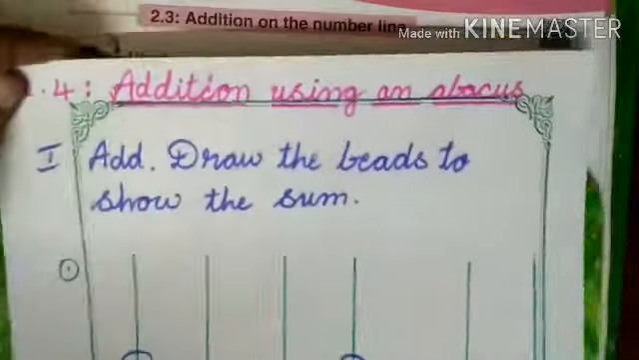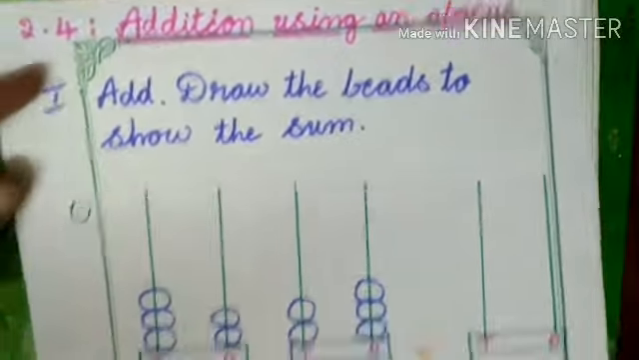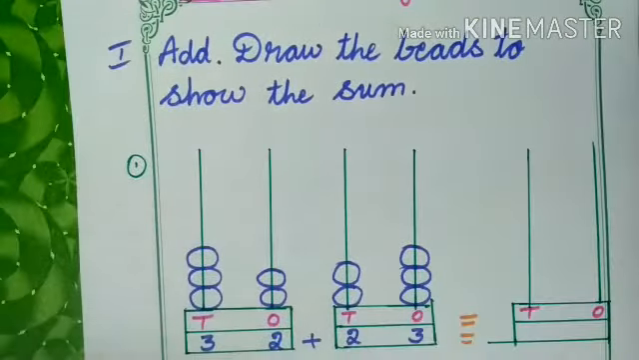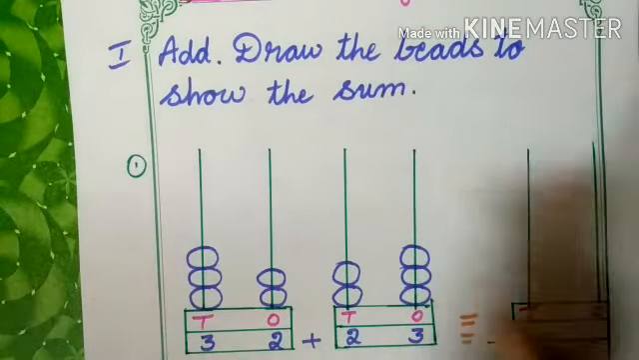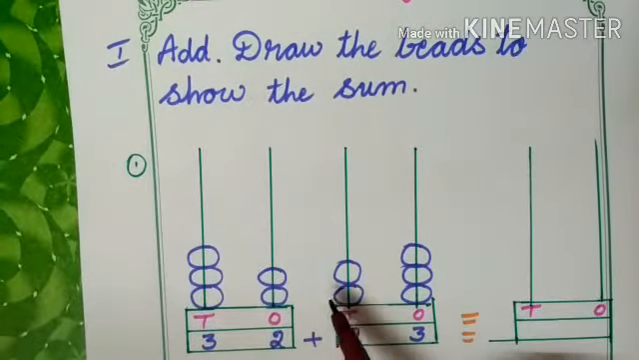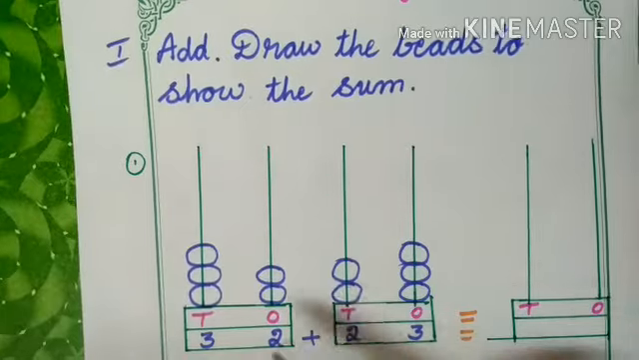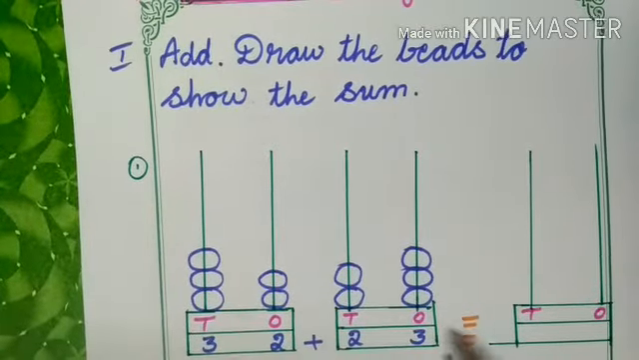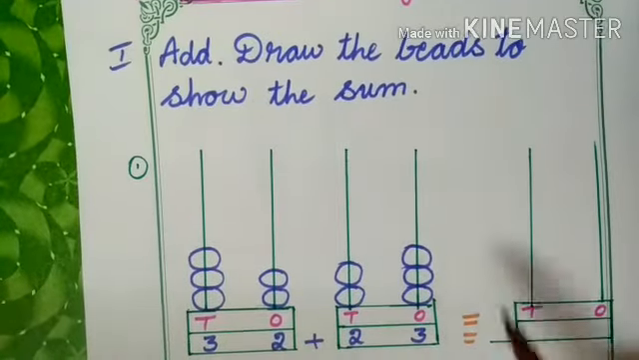addition using an abacus. This is very easy. Abacus is a tool. An abacus is a counting device or instrument with which we can count numbers and understand the place value of each digit in a number.